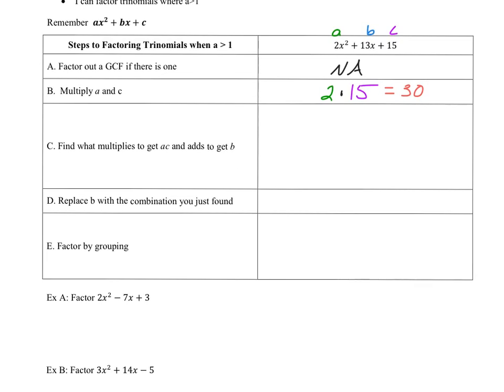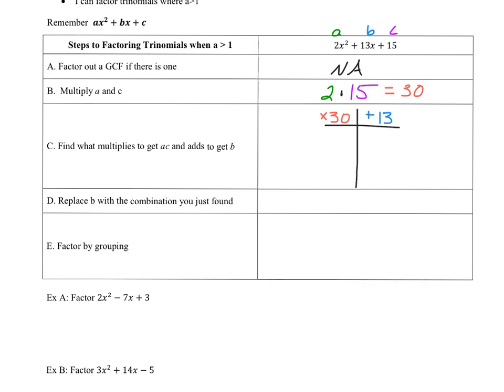Then it says to find what multiplies to get AC and adds to get B. So this is a similar thought process of what multiplies to get C and adds to get B, but this time we're doing what multiplies to get that AC combo of 30 in this case, but adds to get B. So just like I did on the other notes, a little chart can be helpful. If you don't need the chart, that's fine. But I want to find what multiplies to get 30, but adds to get our B value, which is a positive 13, right?